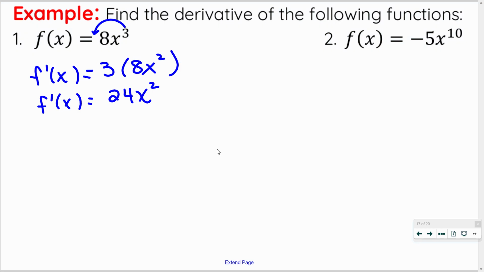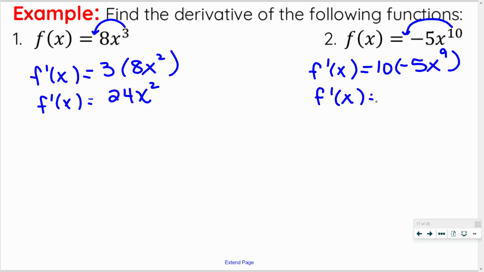Okay, my next one, f prime of x. So I'm going to bring the 10 down and multiply it by negative 5, x exponent, decrease that by 1 is 9. So that is f prime of x is 10 times negative 5, negative 50, x exponent 9.